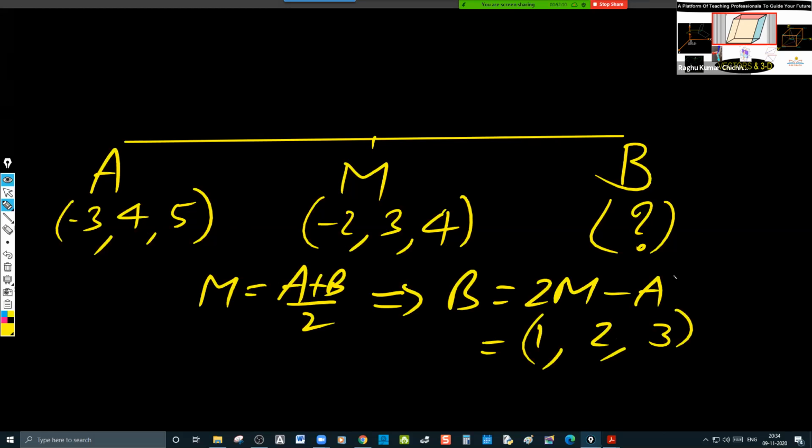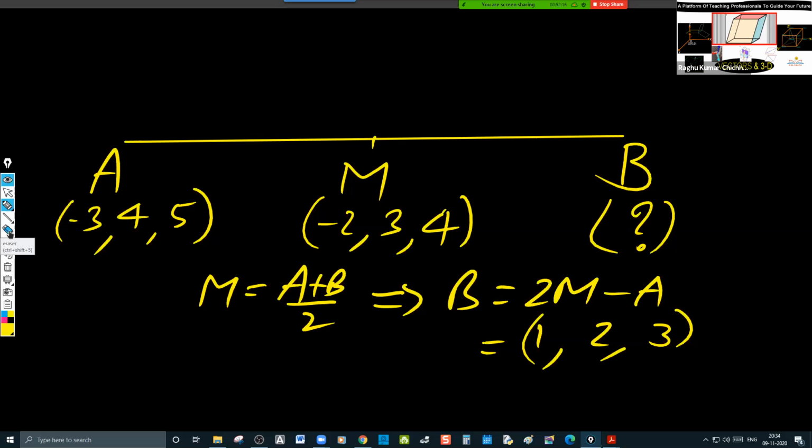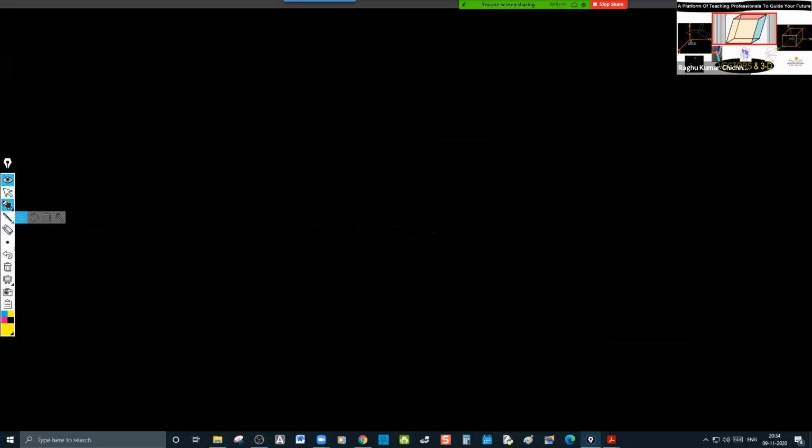Within one step, you can write it. So, follow this, please. This will be much useful, not only in three-dimensional geometry, but also throughout the coordinate geometry, even in 2D also. Whenever the midpoint is given and one extremity is given, to find the other extremity you can make use of this. Twice of the middle point minus given point gives you the other extremity.